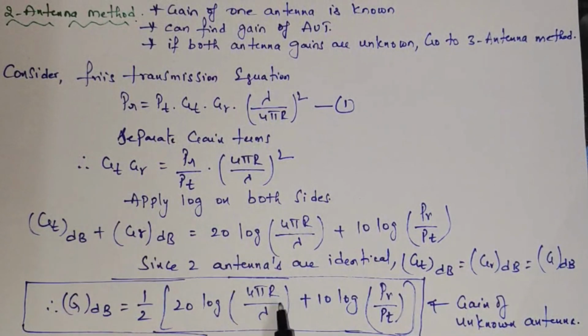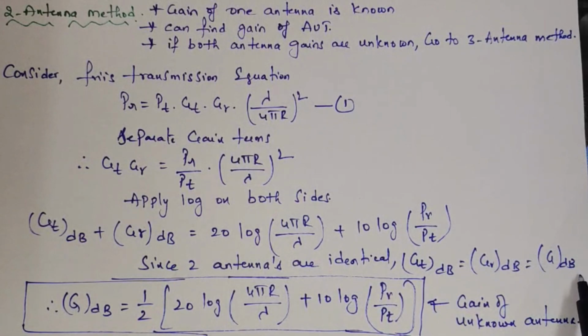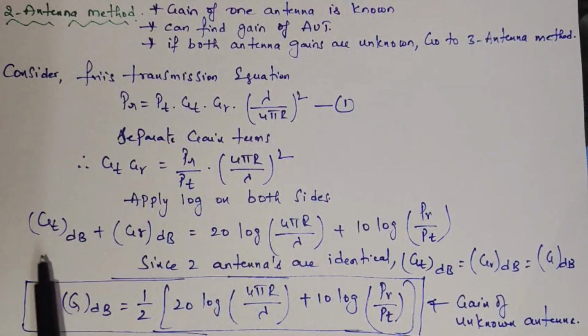In the two antenna method, you need to consider both antennas are identical. Therefore, GT in dB is equal to GR in dB, which we can write as G in dB. Finally, substituting G in dB, this is the twice gain, that's why we need to write 1 by 2 here. G in dB is equal to 1 by 2 of 20 log of 4 pi R by lambda plus 10 log of PR by PT. This is the gain of the unknown antenna. In this manner, if you know one antenna gain and want to find another antenna gain, by using the two antenna method we can calculate the gain of the other unknown antenna.